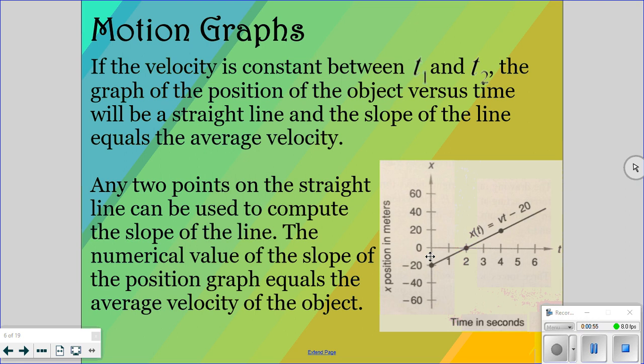Any 2 points on the straight line can be used to compute the slope of the line. So you can use this one and this one and that one, or the first and the last one. The value of the slope always equals the average velocity of the object.